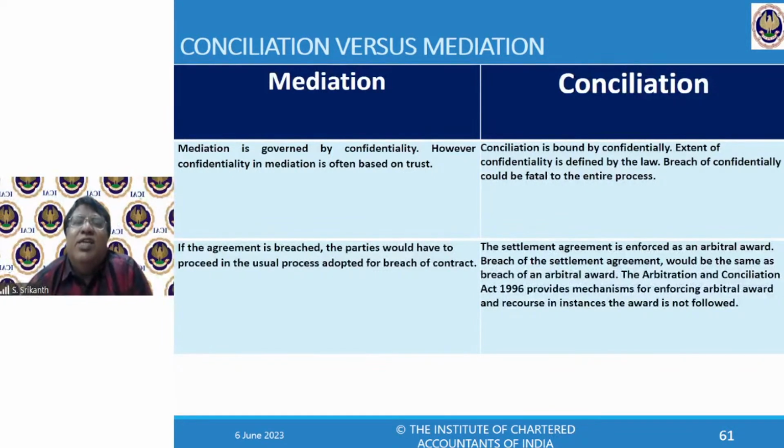Conciliation is bound by confidentiality. Extent, it's like arbitration. It's all secret, in camera. Nobody will know. Anybody breaching confidentiality will be liable to the other party for penalty, damages. The reason is this, there are huge companies with huge amounts involved, so they damage valuations. If the agreement is breached, the parties would have to proceed in the usual process. Like any other, they will file a suit. Again, on that they may go out for arbitration also. But here, it is enforceable as an arbitral award. Okay, that is one thing about conciliation.